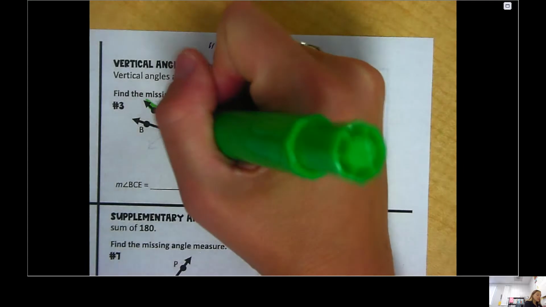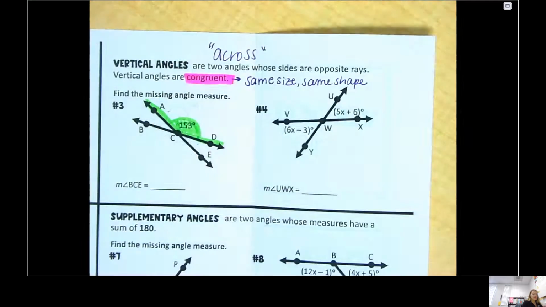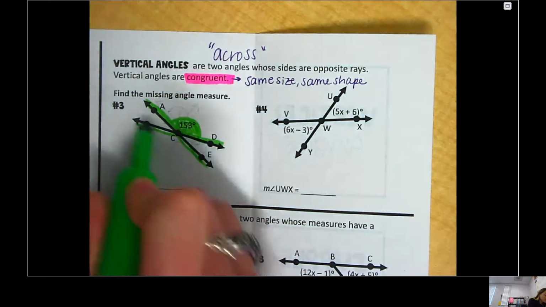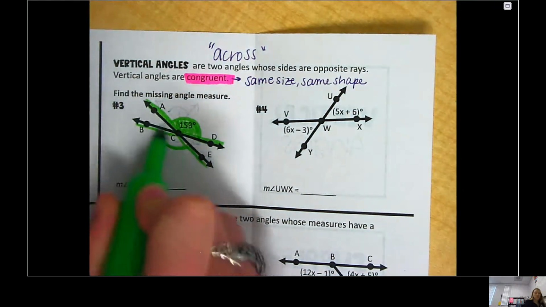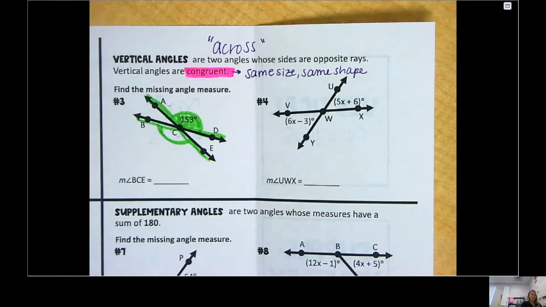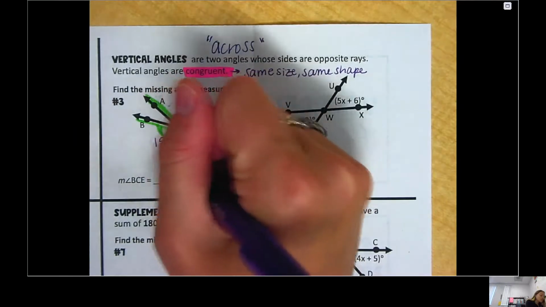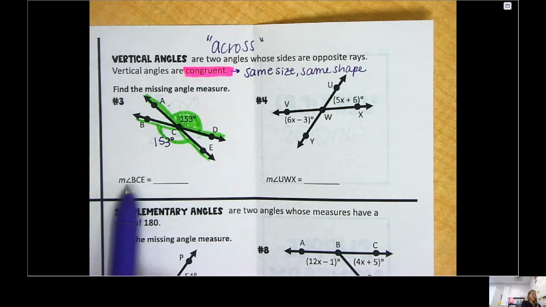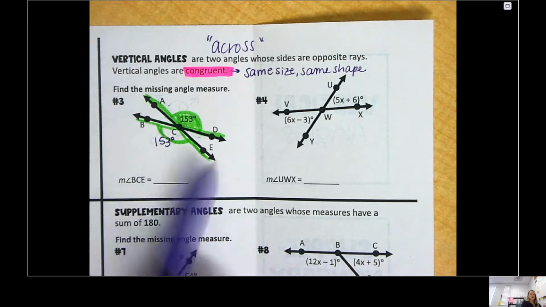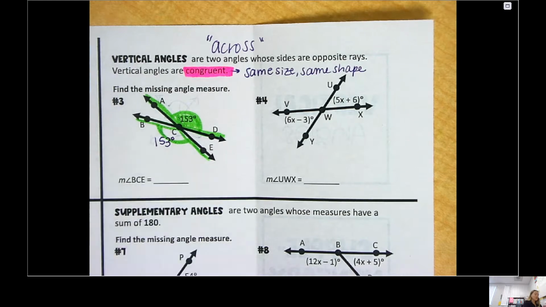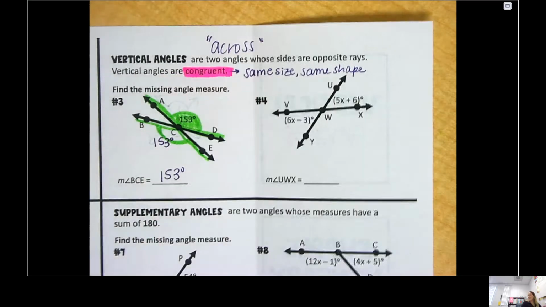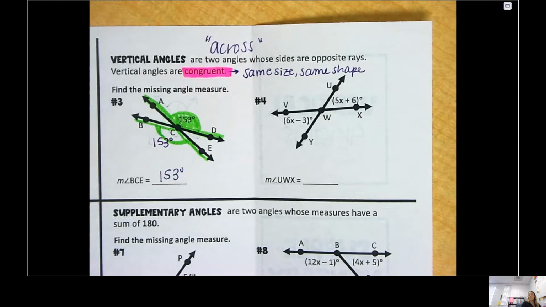Okay, so this one over here is 153 degrees. Since this angle right here is vertical, what does that mean this angle has to be as well? It has to be the exact same thing. So this angle is also 153 degrees. They're the same. So the question over here says, what's the measure of angle BCE? Well, you just figured that out. It's exactly the same, 153. Easy peasy, right? Vertical just means the same.